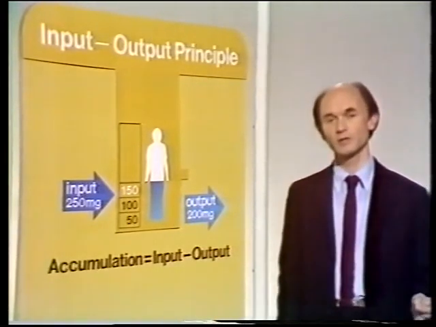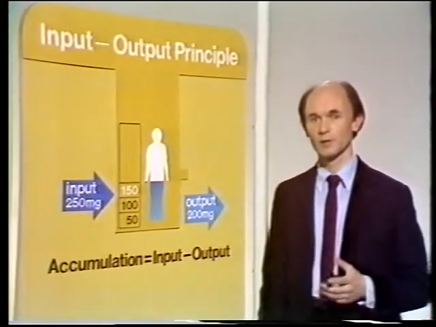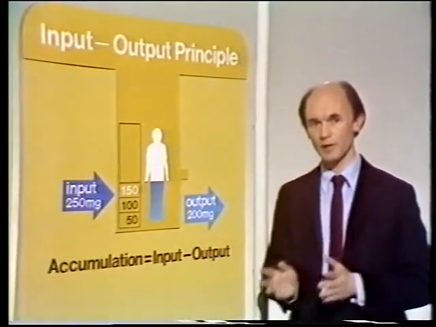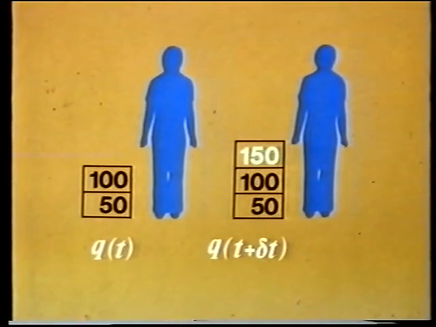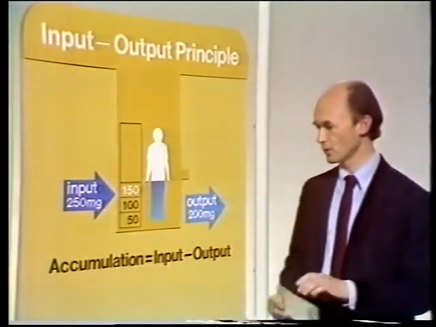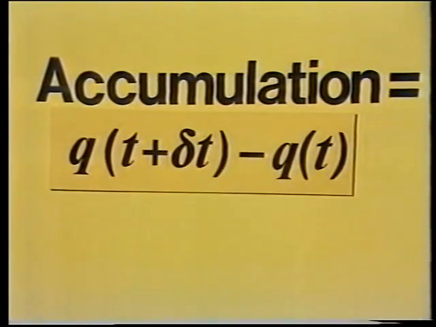Now we want to change this principle from words into symbols to be able to use mathematics on it. And to start with, we'll need symbols for the beginning and the end of the time interval. Let's take the beginning to be t, and so the quantity at that time will be q of t. And let's take the end to be a little bit later, so that the end of the time interval will be at time t plus delta t. And the quantity at that time will be q of t plus delta t. Then the difference between those two quantities at the beginning and the end will be the accumulation during that time interval of length delta t.